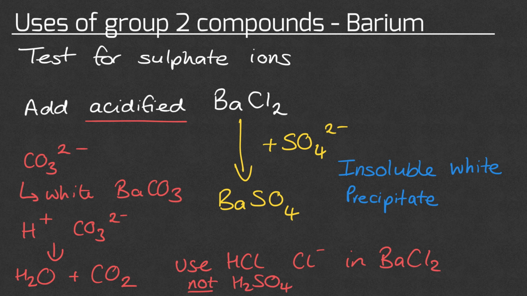We would usually use hydrochloric acid, because there are already chloride ions present in the barium chloride, so we're not introducing any new ions into our test sample. We can't use sulfuric acid, because obviously if we use sulfuric acid, we'd be adding sulfate ions into the solution, therefore compromising the test.